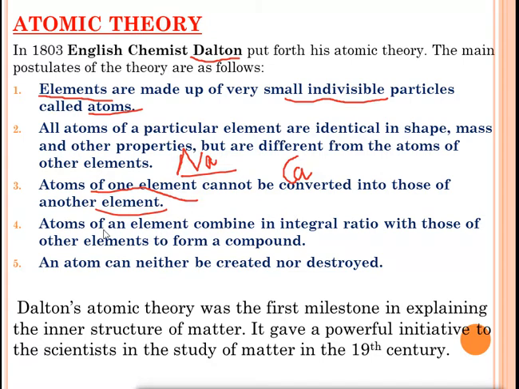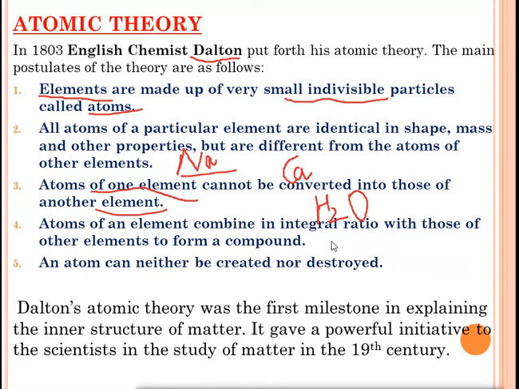The fourth point we have: atoms of an element combine in integral ratio with those of other elements to form a compound. For example, water, H2O. You all know the formula of water, H2O. Water is a compound. For forming water, which elements do we need? We need hydrogen and oxygen. In this, hydrogen is 2 and oxygen is 1.